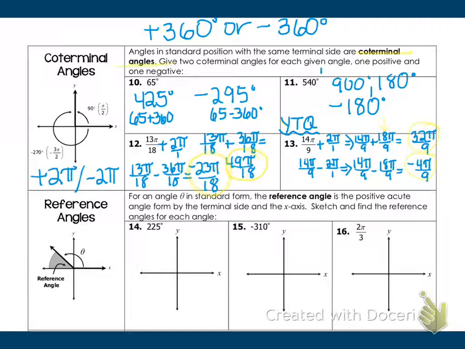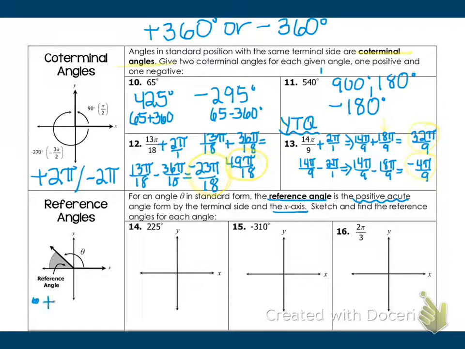Now this next skill we're going to look at is really going to become very important as we move into this thing called the unit circle. And it's called finding a reference angle. So the first thing you need to know about a reference angle is this. Let's look at the definition. For an angle theta in standard form, the reference angle is the positive acute angle formed by the terminal side and the x-axis.